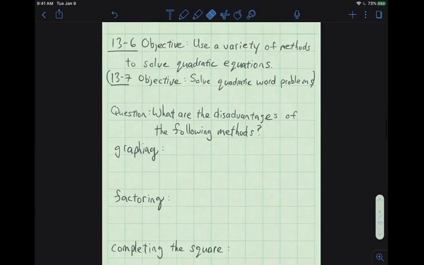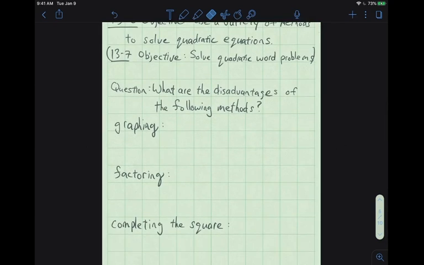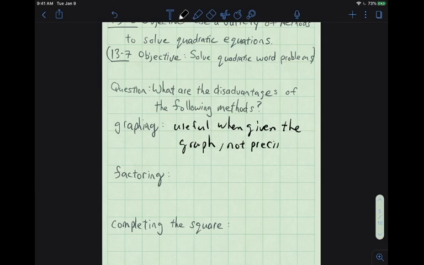Let's get started. So for the first question, as we learned a bunch of different methods for solving quadratics, let's talk about the disadvantages of each. So graphing, only useful when given a graph. Even then, it's not precise. Lots of work to do by hand.